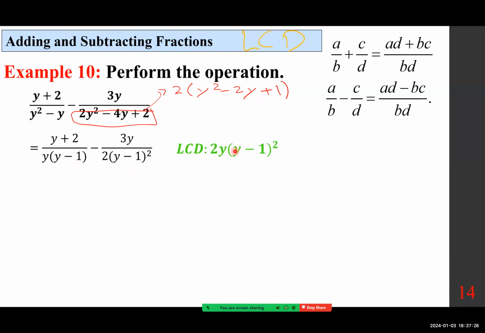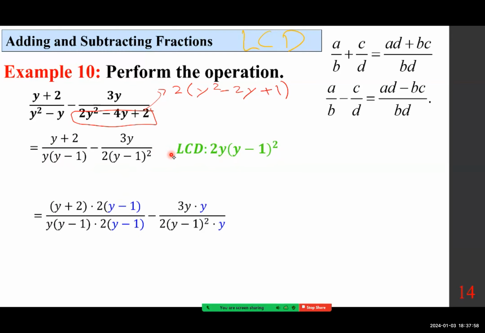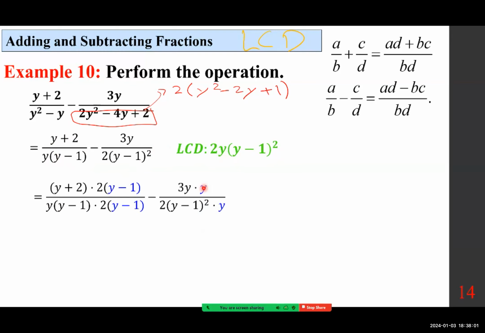So if you look at this one and compare this LCD, you see that 2 is missing down here and y minus 1. So you have to raise this by a factor of 2 times y minus 1. What about this one? You have the 2, you have the y minus 1 squared. You have to raise it by a factor of y only. So take a look. So this one, we use y. This one, we use 2 times. And again, let me use a different color so it becomes clear. So we need also the 2.